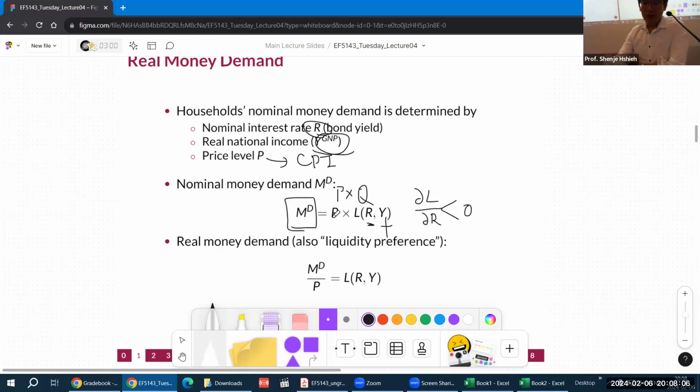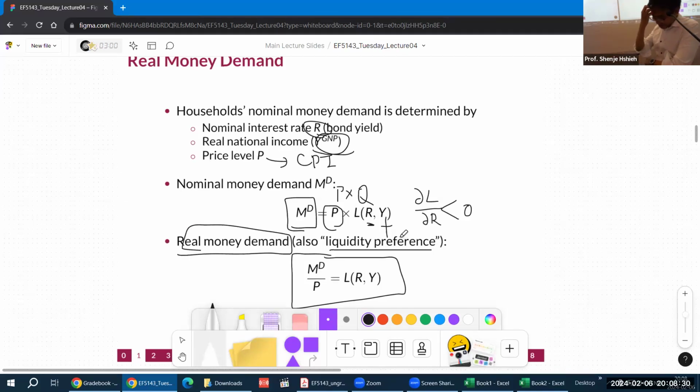Okay, so given this linear breakdown in which we can factor out P so easily, we can simply scale both sides, divide both sides by P, and just work with this functional form, right? MD over P equals liquidity preference curve. So this is sometimes called real money demand or just liquidity preference. So partial L, partial Y is positive.